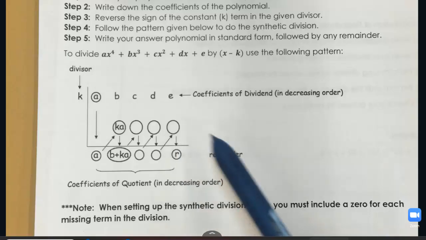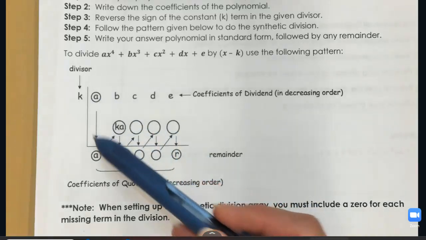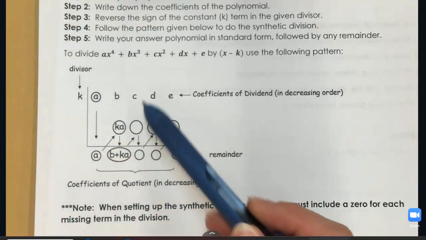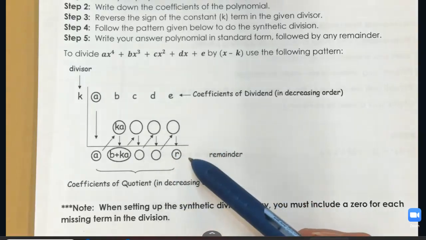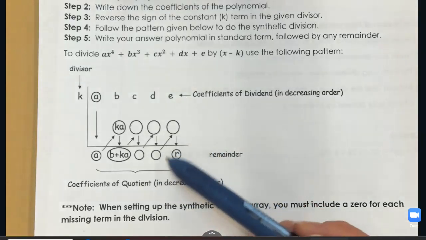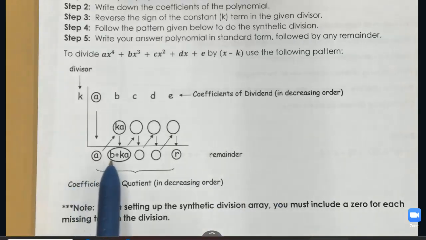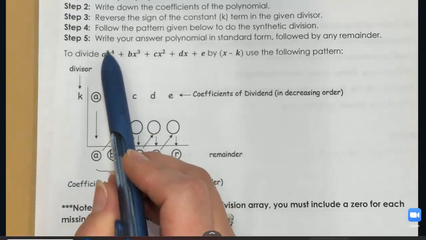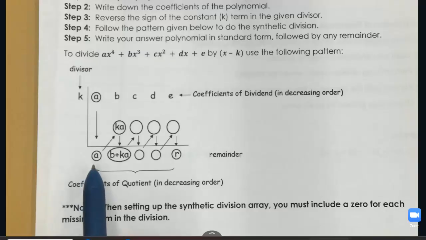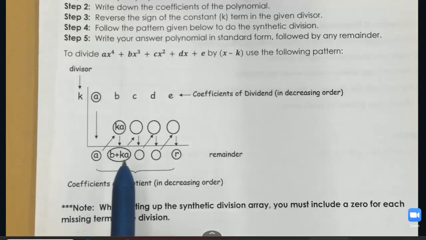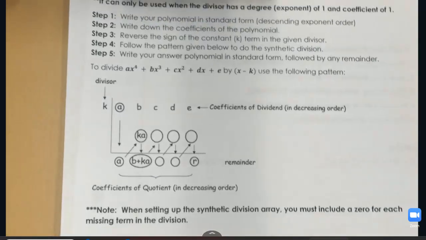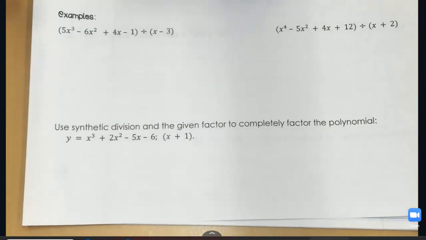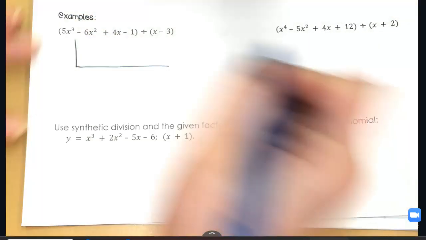And then this process is easiest to see in action, but you're going to bring down your first coefficient, multiply it by the number outside, add that to b, multiply, add, and repeat until you get all the way through your house. And that final number is going to be your remainder. And the rest of these numbers are now the coefficients of your quotient in decreasing power order. So what that means is if your dividend had a power of 4, your quotient will have a power of 3. So you'll have x cubed, x squared, x, etc. So just like with our long division, if we are missing a power, we need to put a placeholder inside the house. But let's jump into this first example.